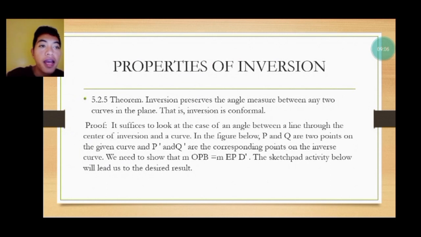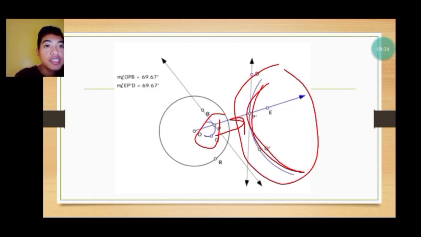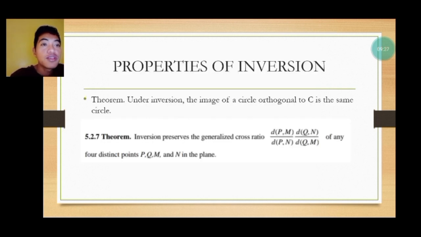So let us continue. We need to show that angle M O P B is equal to angle M A P prime and D prime. The sketchpad activity below leads us to the desired result. You will see the points again on the next slide. Okay, so the properties of inversion: the next theorem is that under inversion, the image of a circle is orthogonal.